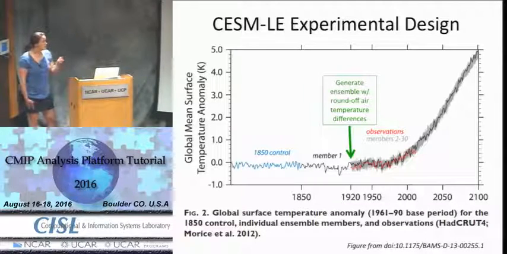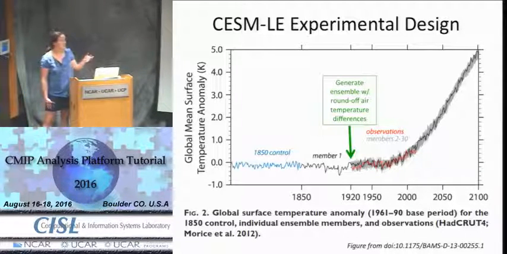You can still see the first ensemble member going forward in time in black. And now you see it's joined by this gray cloud of other ensemble members. You also see the observations that are plotted in red.